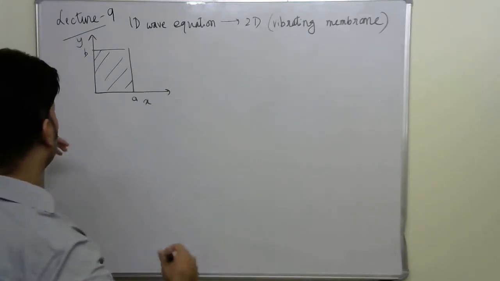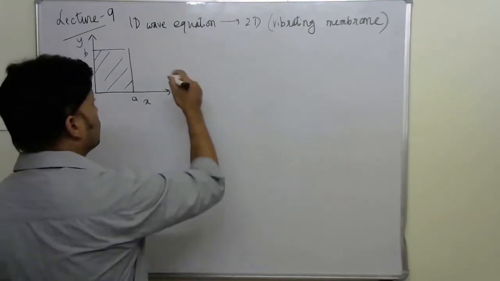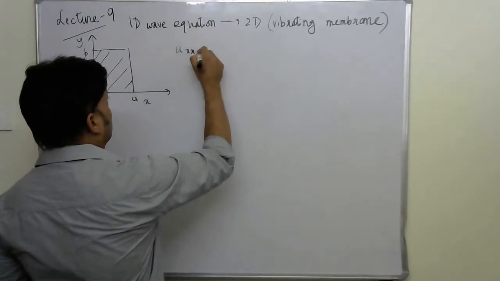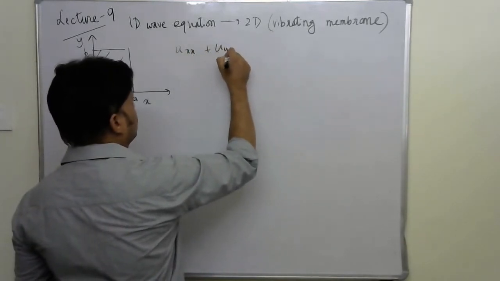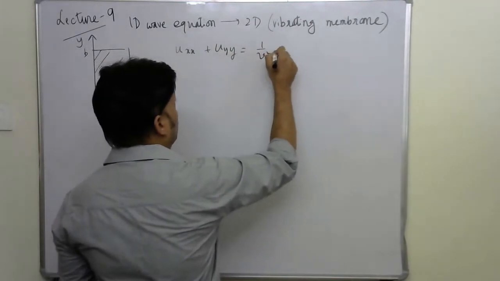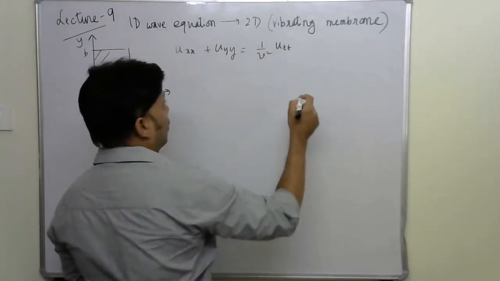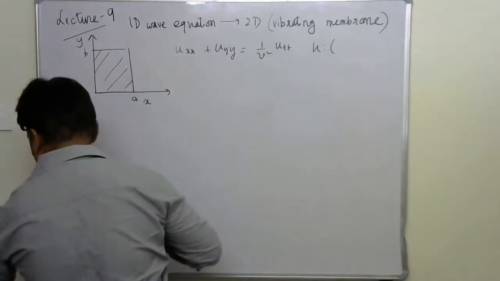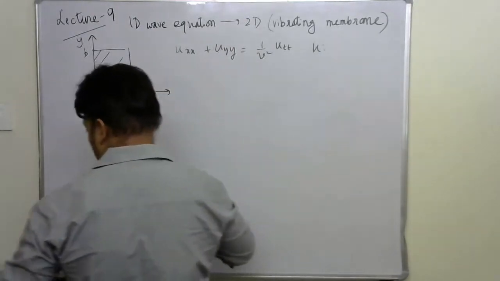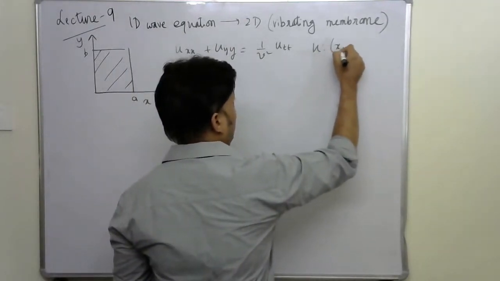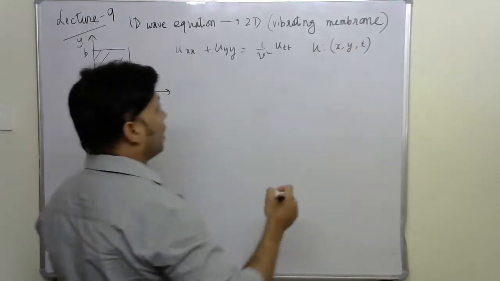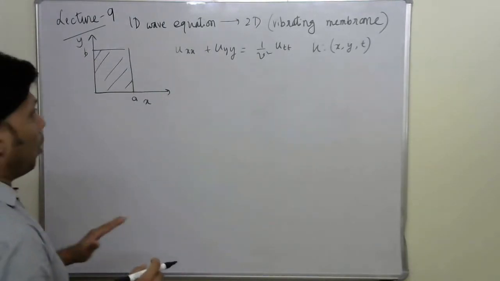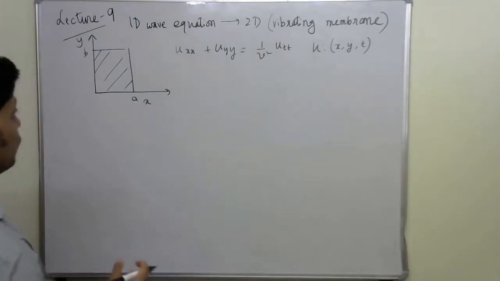So if the membrane starts to vibrate, it will obey the classical two-dimensional equation. In this case, it can be written as u_xx plus u_yy is equal to 1 over v squared u_tt, where u is now a function of both dimensions, x and y, as well as t. So x, y and t are now independent variables. We all know that u is the amplitude function.